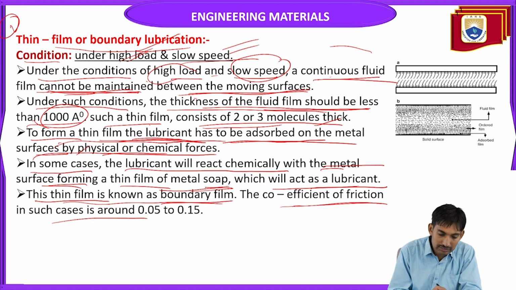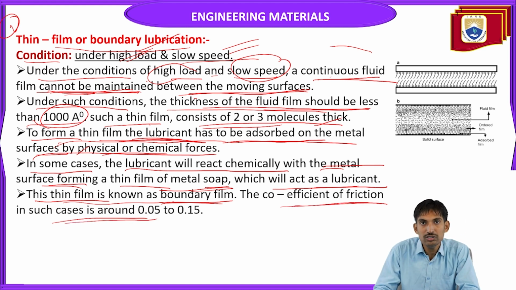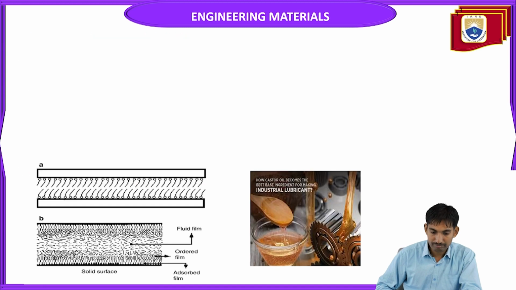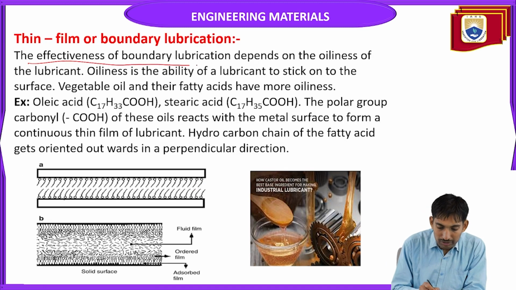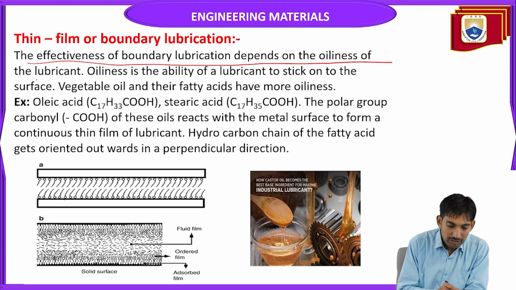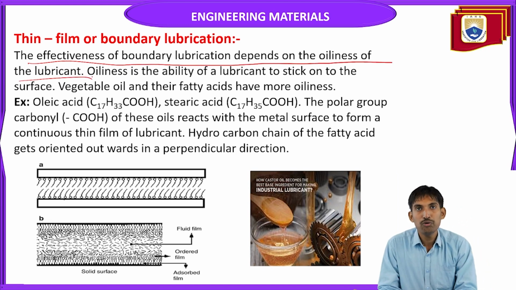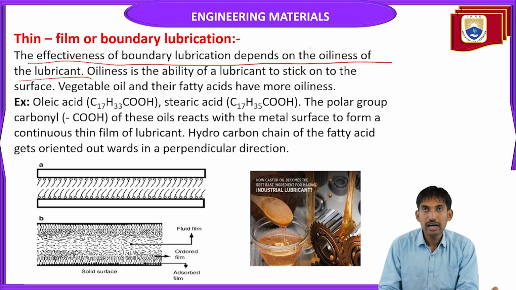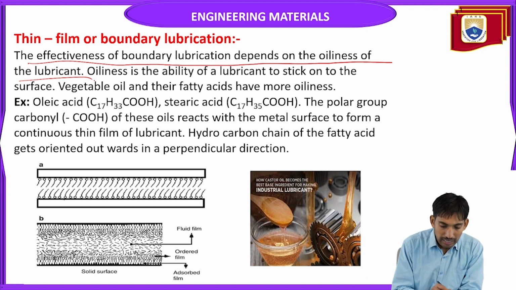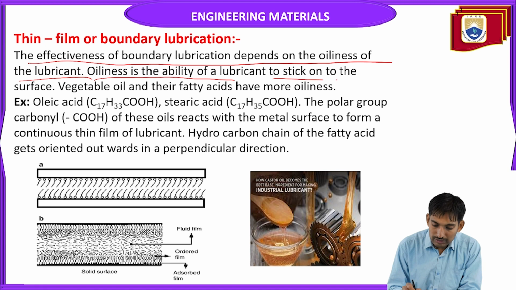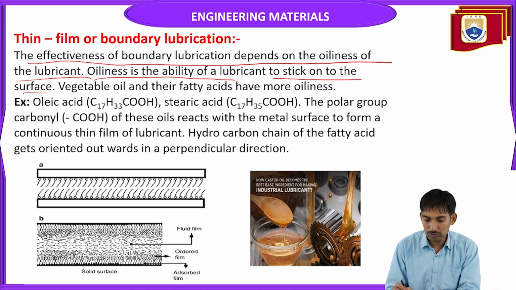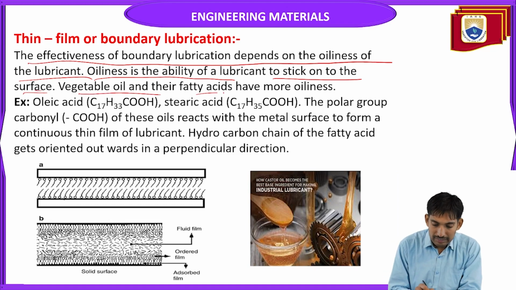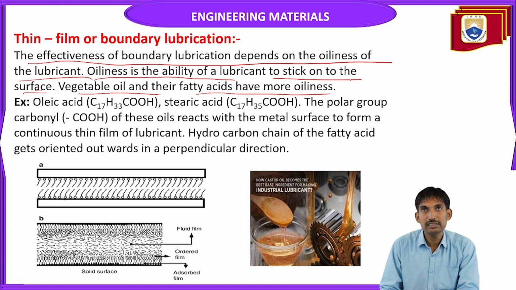The coefficient of friction in such cases is around 0.05 to 0.15. The effectiveness of boundary lubrication depends on the oiliness of the lubricant. Oiliness is the ability of the lubricant to stick on the surface of the metal. Vegetable oils and their fatty acids have more oiliness.